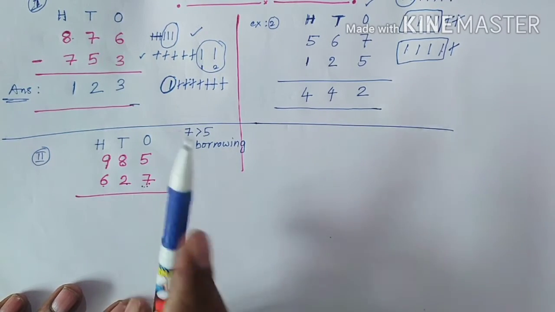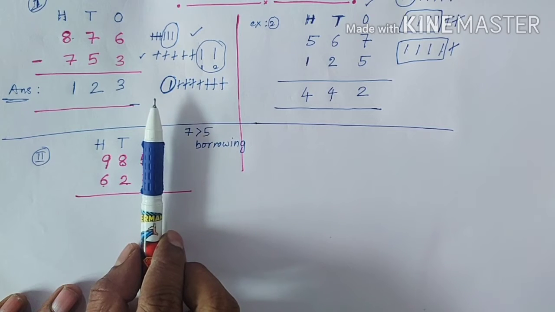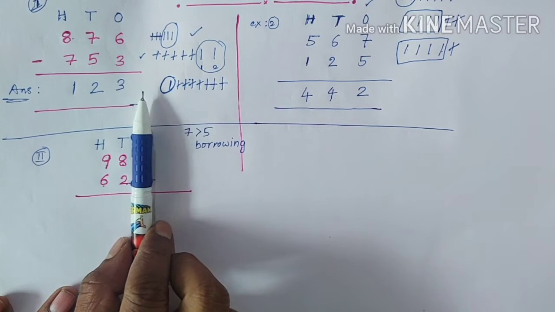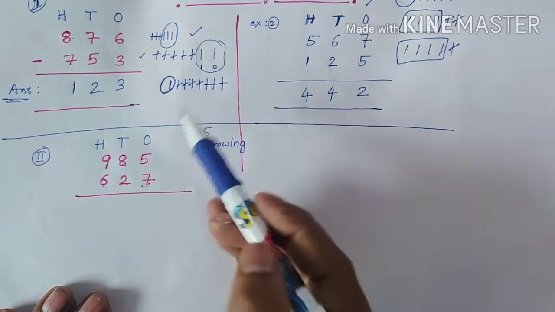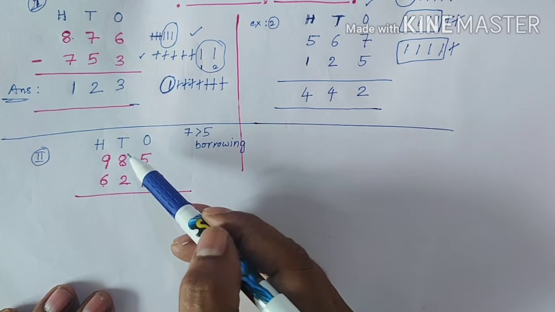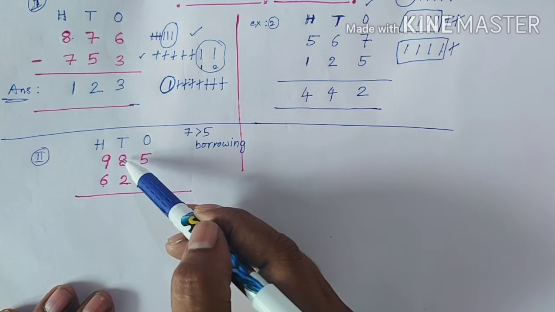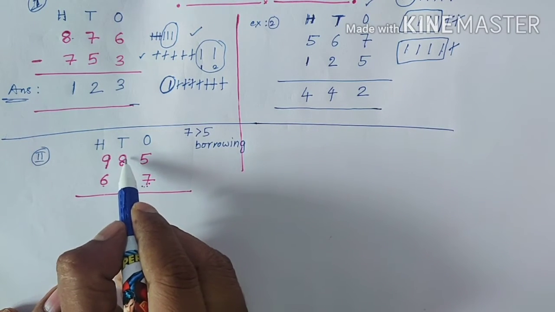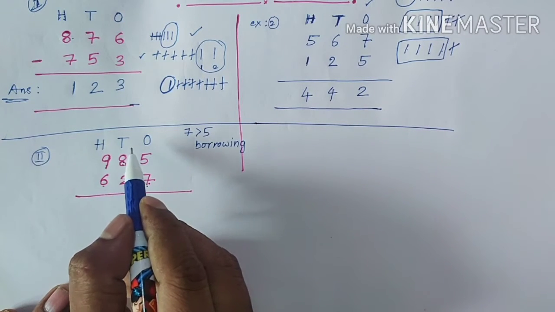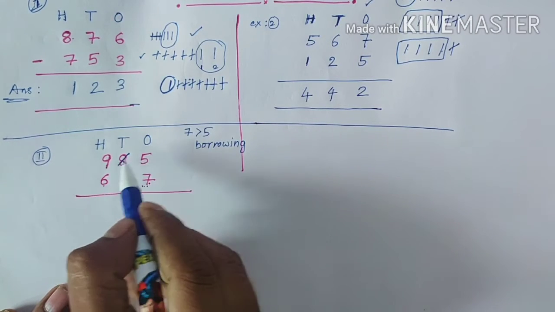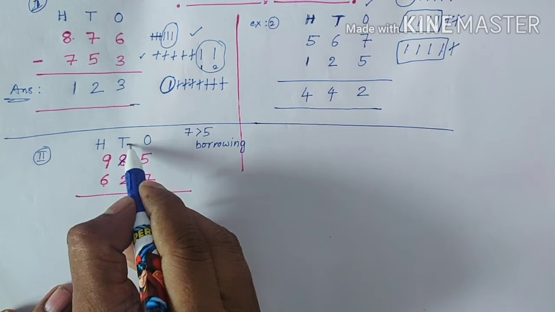Since you are performing subtraction on the ones column, you have to borrow from the tens column. What is the number on the top of the tens column? 8. So now we have to borrow from 8. When you borrow 1 from 8, this 8 will become 7.